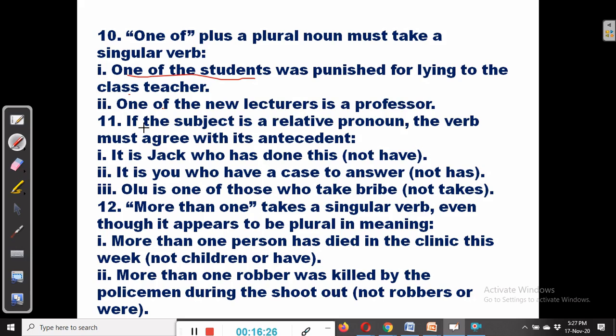Rule number 11. If the subject is a relative pronoun, the verb must agree with its antecedent. A relative pronoun is a pronoun that, of course, begins an adjectival or a relative clause, and we shall be looking at it. It is Jack who, this is now a relative pronoun. The relative pronoun is who. Alright?